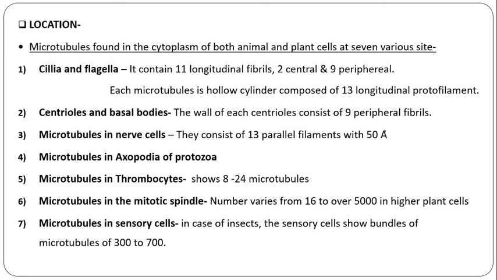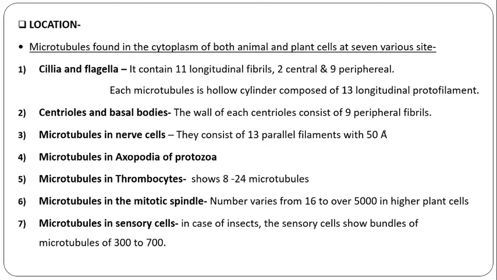Microtubules in exopodia of protozoa. They are located in exopodia of protozoa and in the sperm tails. Then microtubules in the thrombocytes show 8 to 24 microtubules. Then microtubules in the mitotic spindle, the number varies from 16 to over 5000 in higher plant cells.